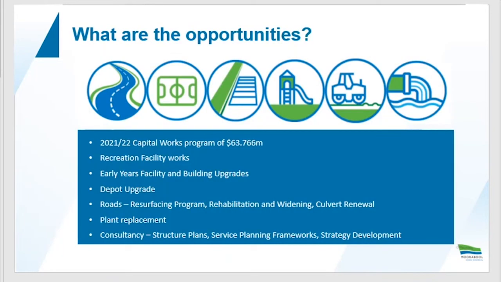The opportunities in 21-22, our capital works program is $63.76 million, with opportunities in a range of different areas. So there's recreational facility opportunities, early year facility and building upgrades, depot upgrades, roads resurfacing, rehab and widening, culvert renewal, plant replacement, and then there's a whole range of other procurement processes that we undertake for consultancy or structure plans, service planning frameworks and strategy development.